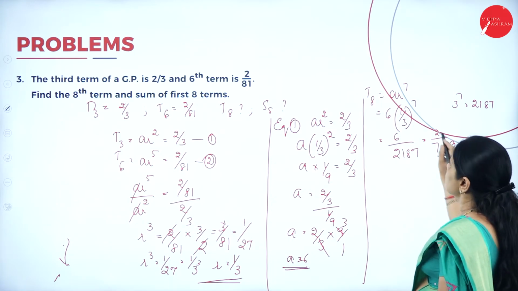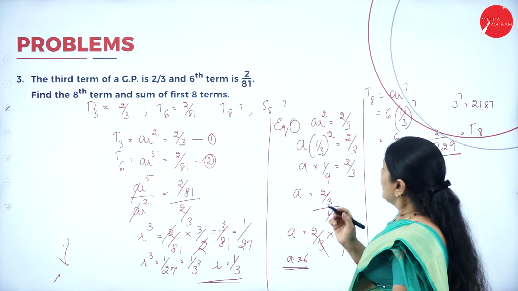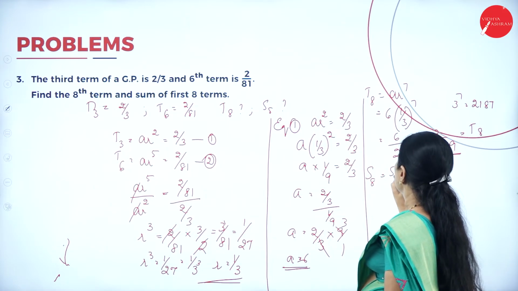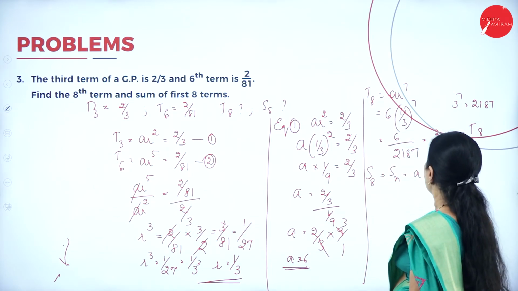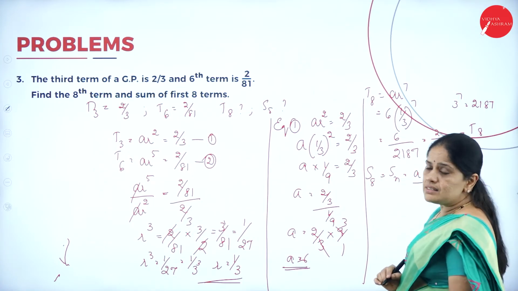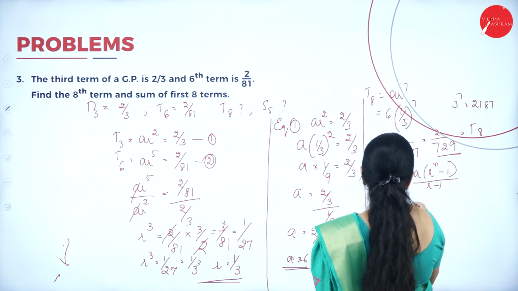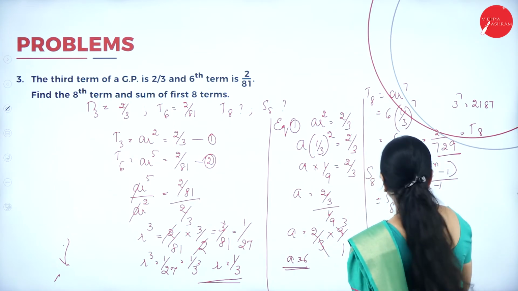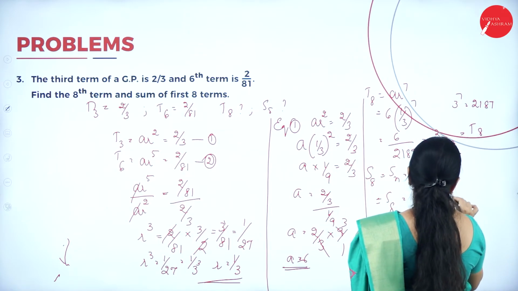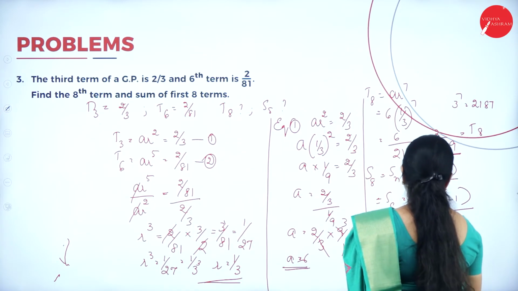Now this is the answer. So T8 equals 2 by 729. Now the next step is I have to find S8. So S8 equals, we use the Sn formula, A into R to the power of n minus 1 divided by R minus 1. So S8 will be equal to, what is A? 6 into R is equal to 1 by 3 whole to the power n, which is 8, minus 1 divided by 1 by 3 minus 1.